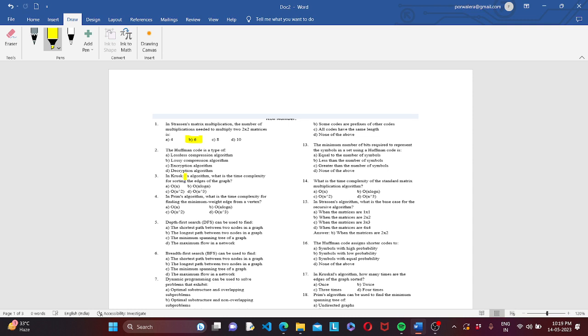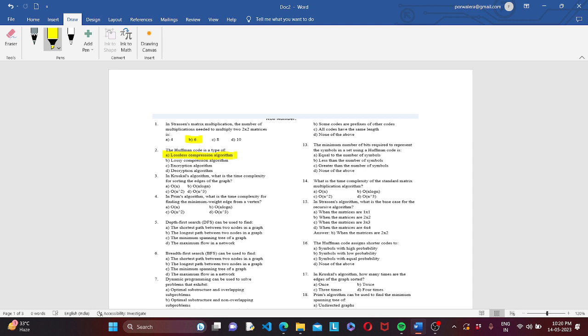Now question number 2 is the Huffman code is a type of. So the option for this would be a lossless compression algorithm. The Huffman algorithm is used for compressing a message or a code, but here when we compress, we are just reducing the size of our code and whatever message we are sending. There is no kind of data loss. So it is a lossless compression algorithm.